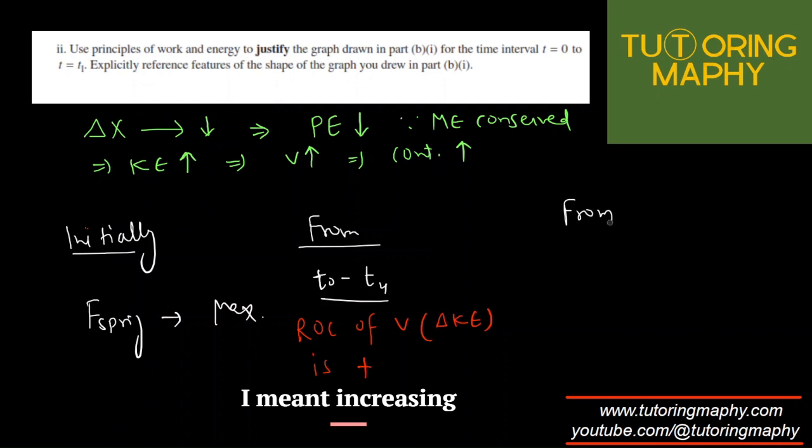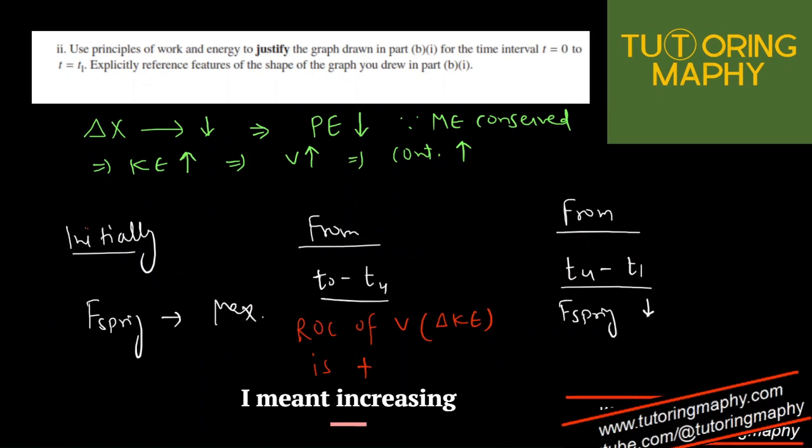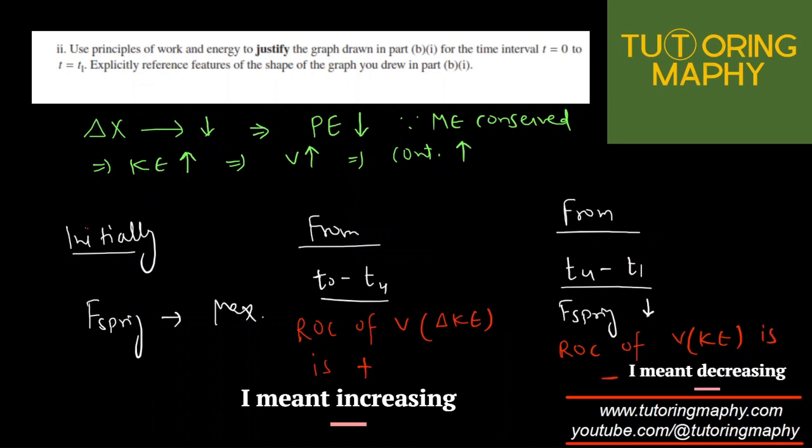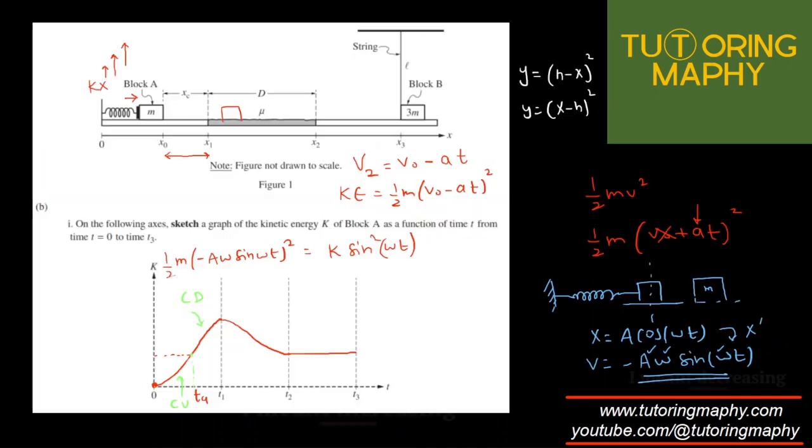And from T4 to some point T1, the spring force is not maximum. The spring force has now decreased, which would mean that the rate of change of velocity or the kinetic energy is now going negative. So it is still increasing. We justify that it is increasing, but the rate at which it is increasing is less. That's why it tapers. It's concave down at this point and concave up at this point. That's how we can justify.